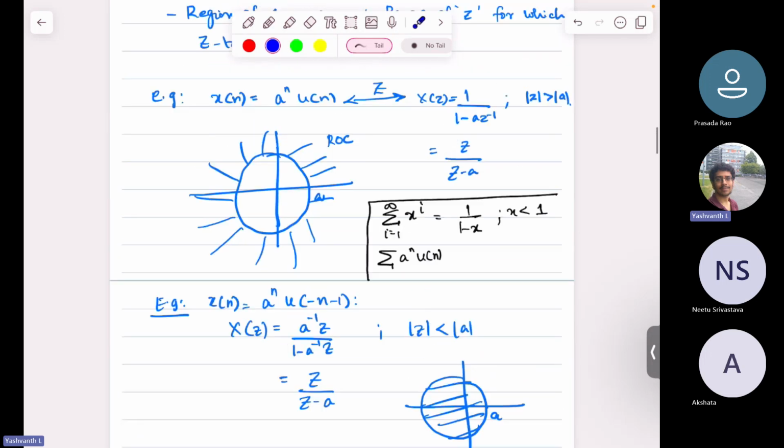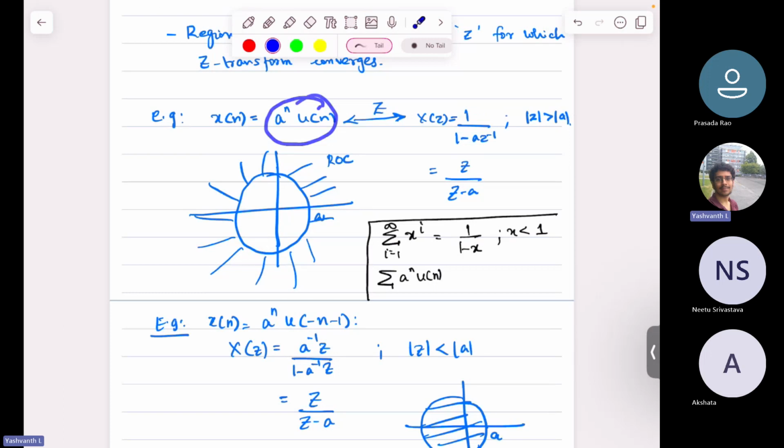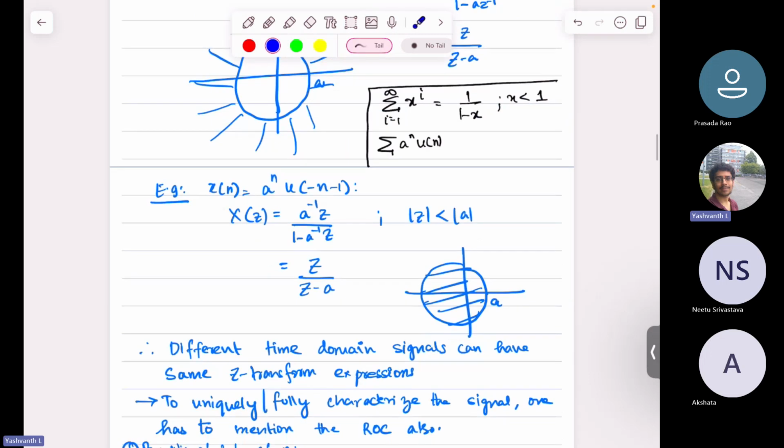So recall, for your a power n into u of n, the ROC was outside the circle with radius a. But now, the Z transform is exactly the same, but the ROC is the complement of the first. That is, the set of all points lying inside the circle with radius a. So that is basically the difference.